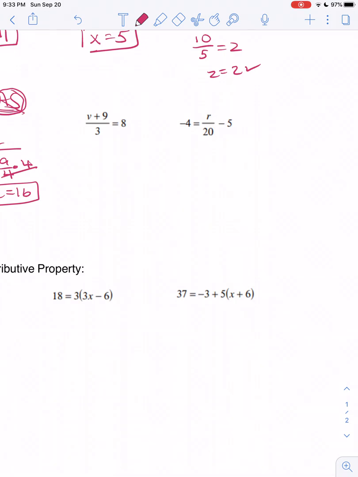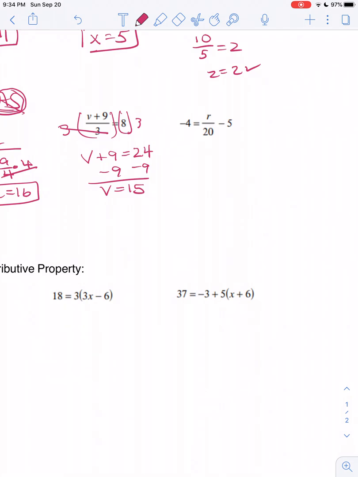All right. If you see a division bar like this, remember that's considered a grouping symbol. So we first have to get rid of the 3 before we can take care of the plus 9, because the plus 9 is considered in parentheses. So let's first multiply both sides by 3 to get rid of that divide by 3. Boom, now it's gone. Now we have v plus 9 equals 24. Let's get rid of that 9, so it looks like v is 15.